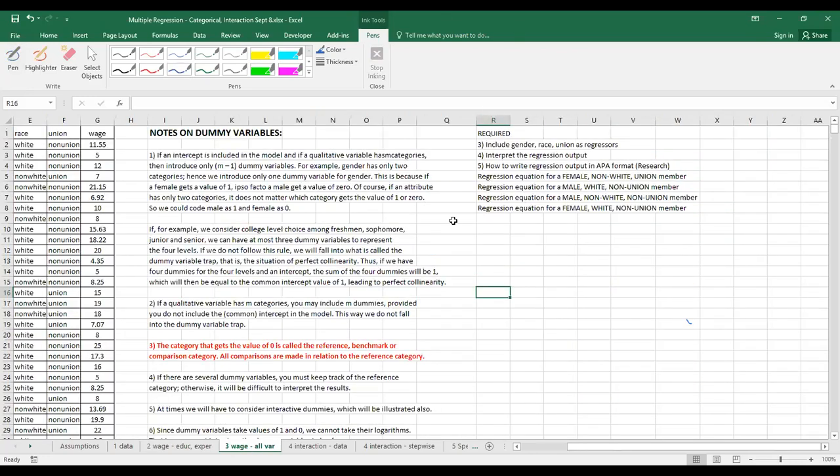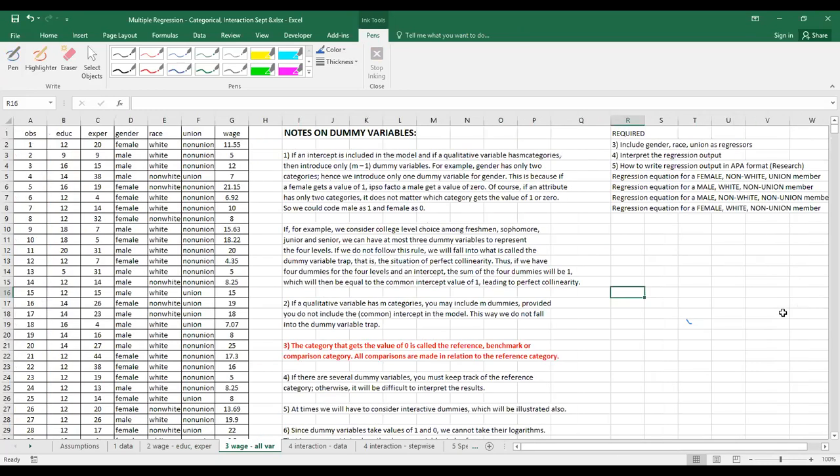Ito. Okay, we're now going to, for the first time, use what we call categorical variables. Paano ba kung isasama natin itong tatlong variables na to?